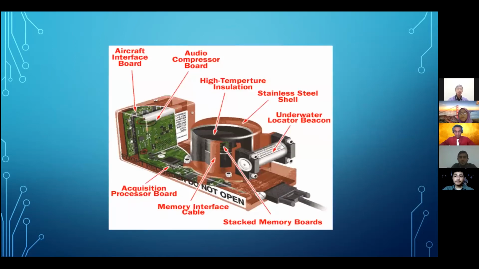Yeah, so this is the controller board, aircraft interface board, audio compressor board, and acquisition processor board. That's all.